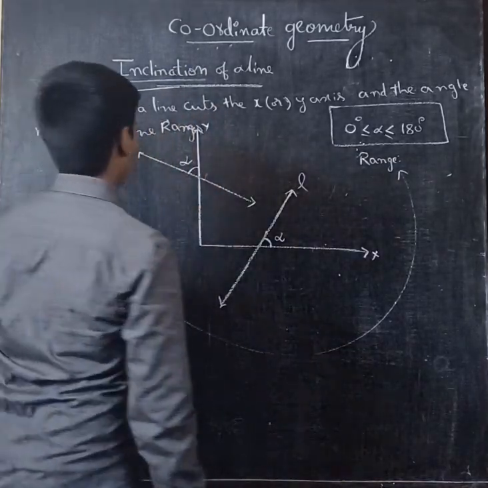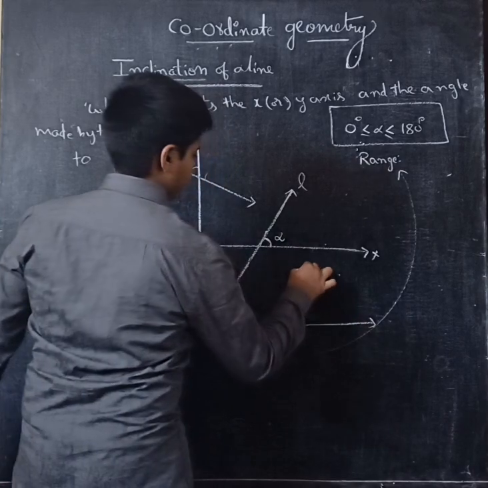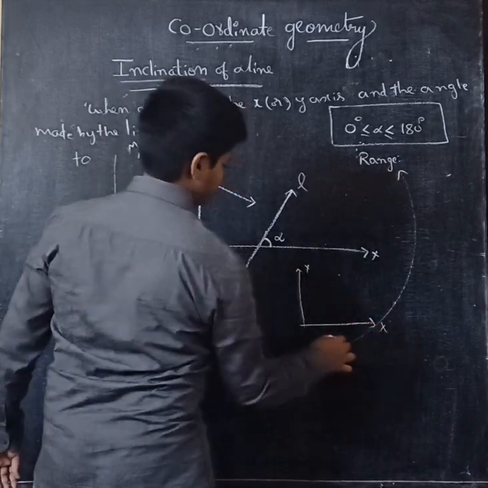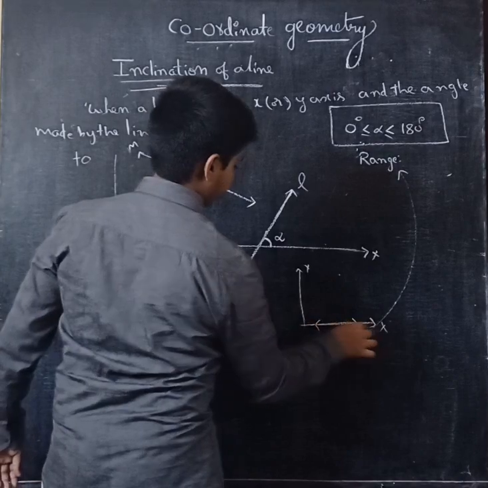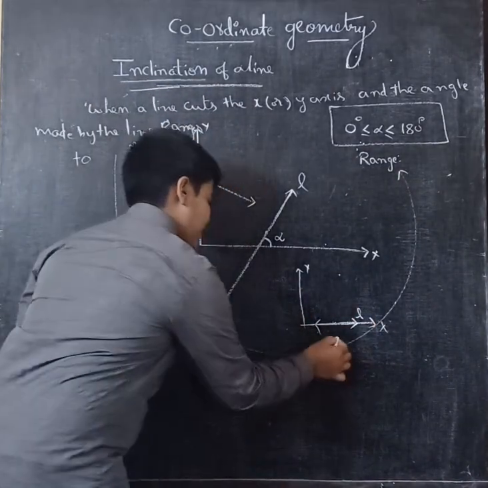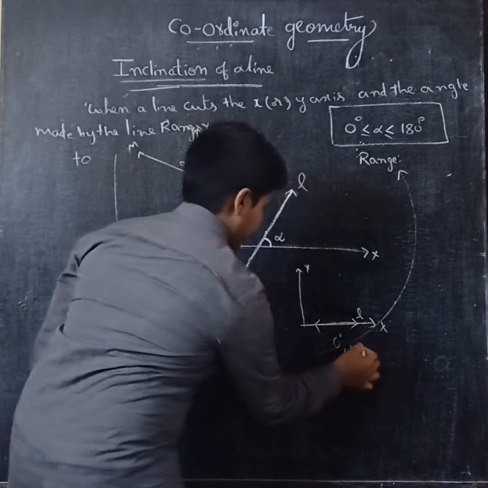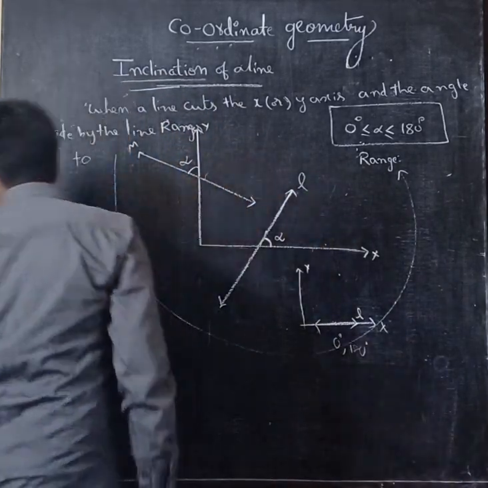Okay, and if I take an axis like this, y-axis and x-axis, this is a line which coincides with the x-axis, line L, then what is the angle? We can say either 0 degrees or 180 degrees. Okay, so this is the inclination of a line.